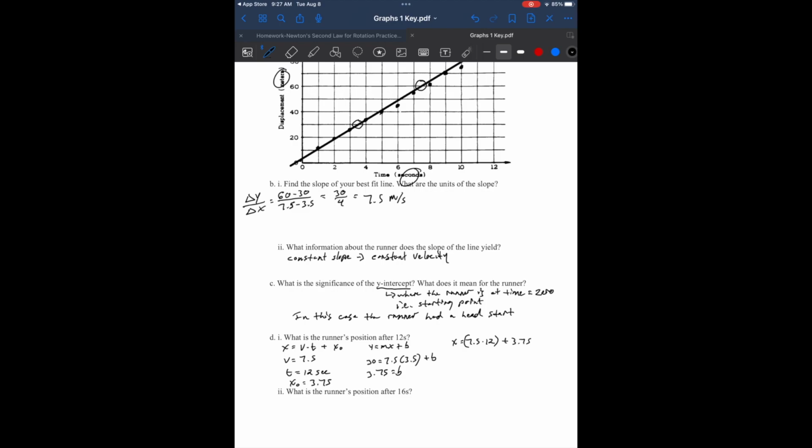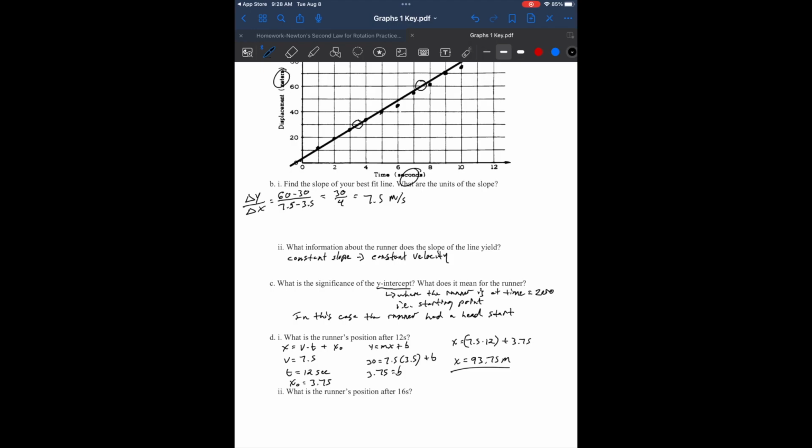Now that we have it, let's put it back into our equation. We have x is equal to vt, v is 7.5, t is 12, plus the initial position of 3.75. Do the math, we get an x position of 93, it should be 93 meters, or I'm sorry, 93.75 meters, because displacement is in meters.